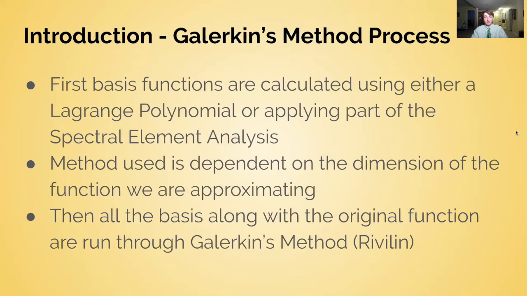So Galerkin's method. There are two main steps that we need to look at for Galerkin's method. The first is breaking the original function down into its bases, and the second is taking all the bases and running them through the function for Galerkin's method. So there are two ways that we will be calculating the bases. One is using a Lagrange polynomial, and the other is using something called spectral element analysis. And the method used is dependent on the dimension of the original function that we're trying to approximate. So the Lagrange polynomial is only for functions that have a dimension of 2, or two-dimensional functions, whereas spectral element analysis can be used to find the bases for anything higher than that.